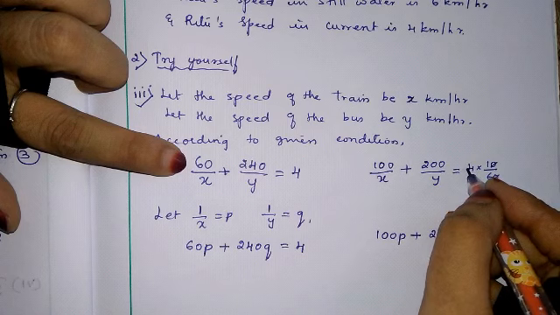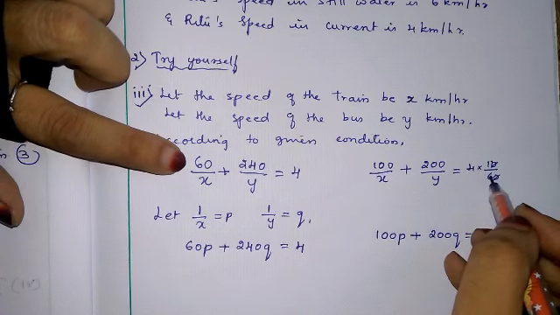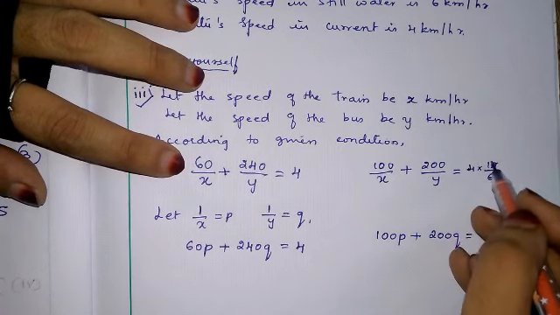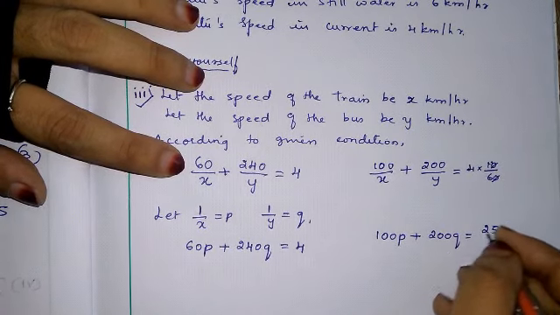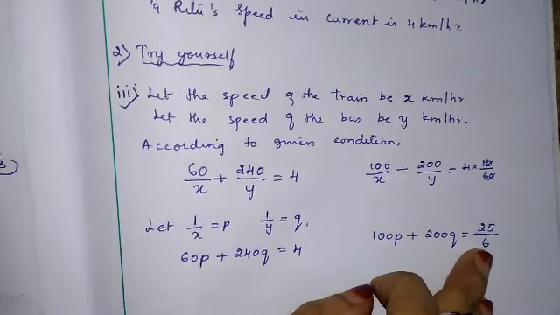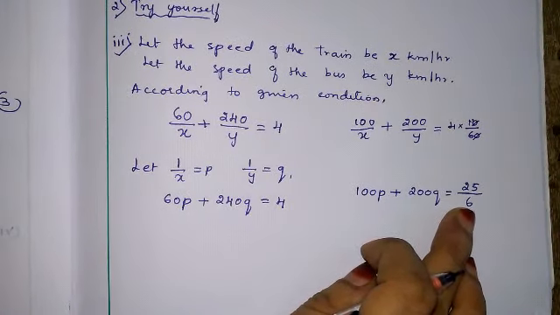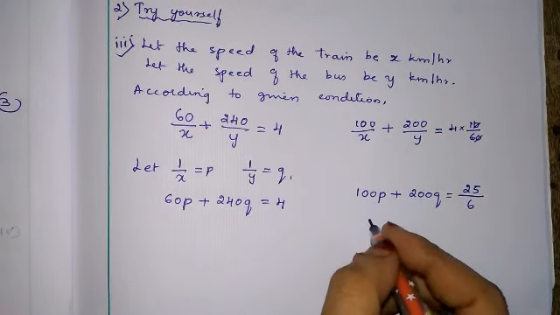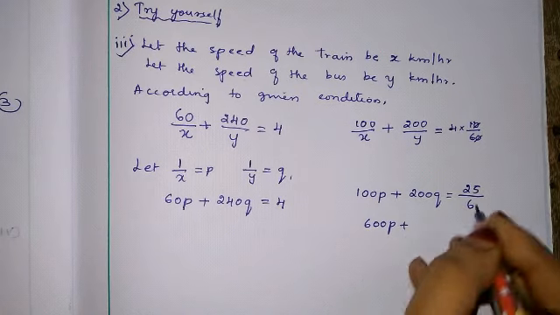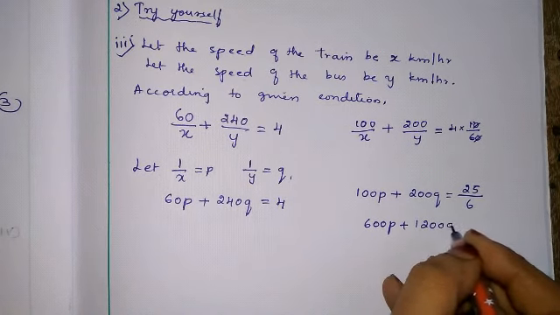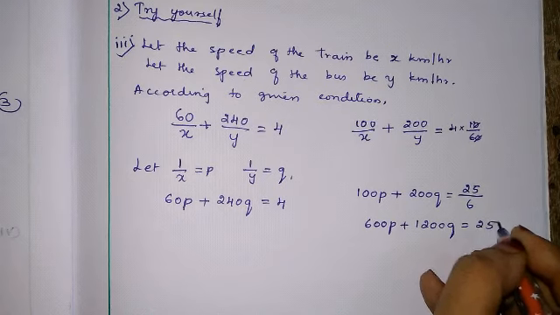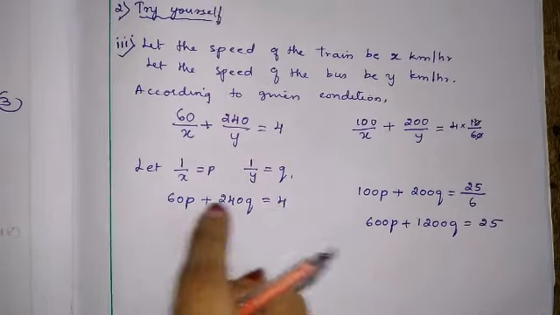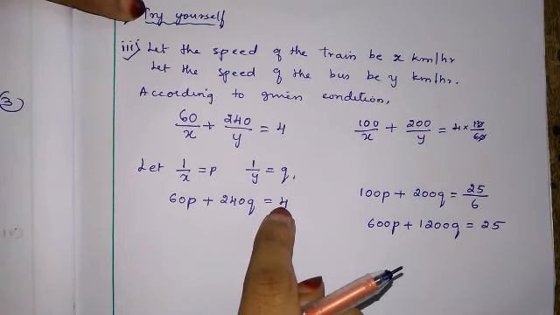6 4s are 24 plus 1 is 25. See, it is in mixed fraction. We have to do it in proper or improper fraction. 6 4s are 24 plus 1, 25 by 6. But here it is in the denominator, 25 by 6 form. So let us convert this properly. We will multiply by 6 here: 600p plus 6 2s are 1200q is equal to 25.